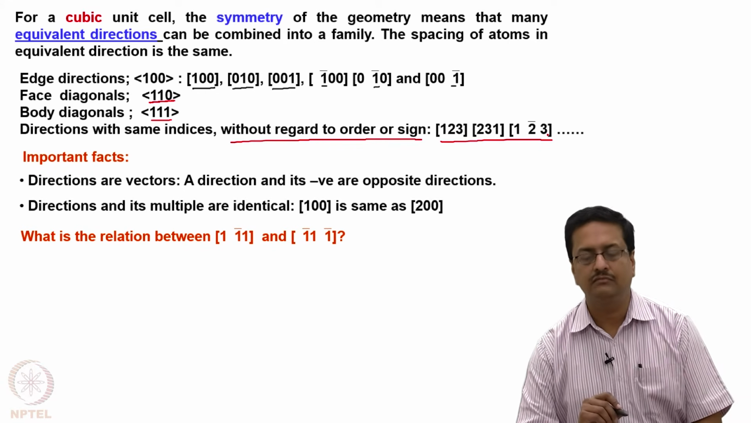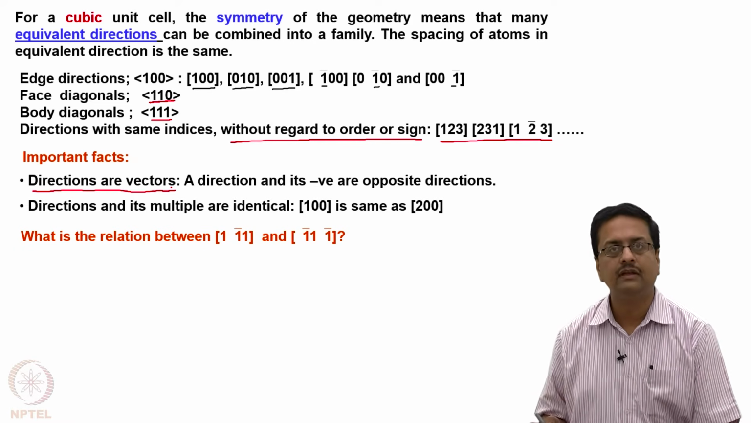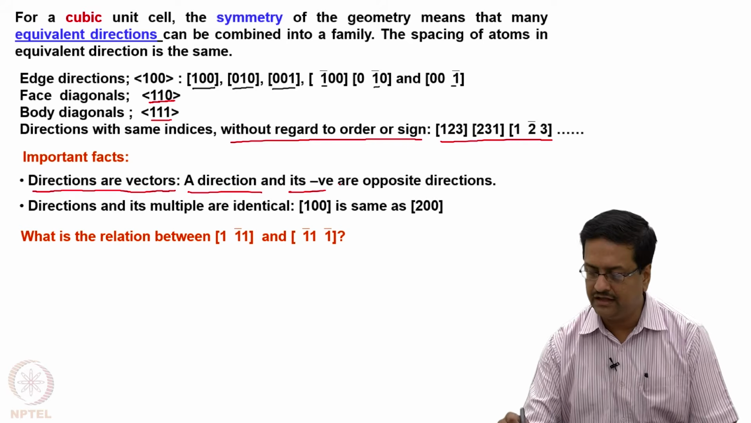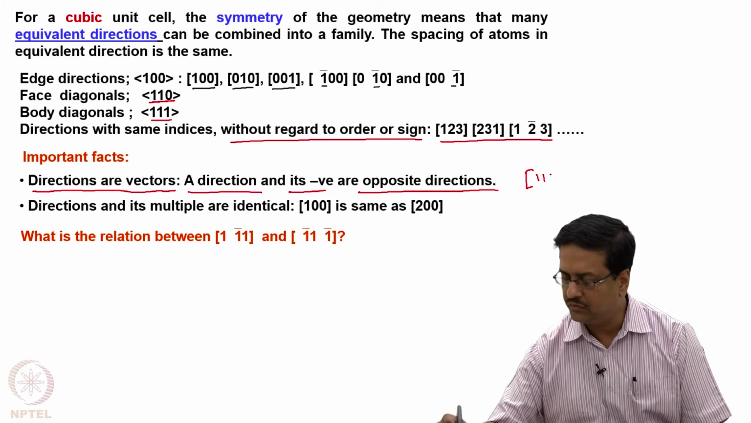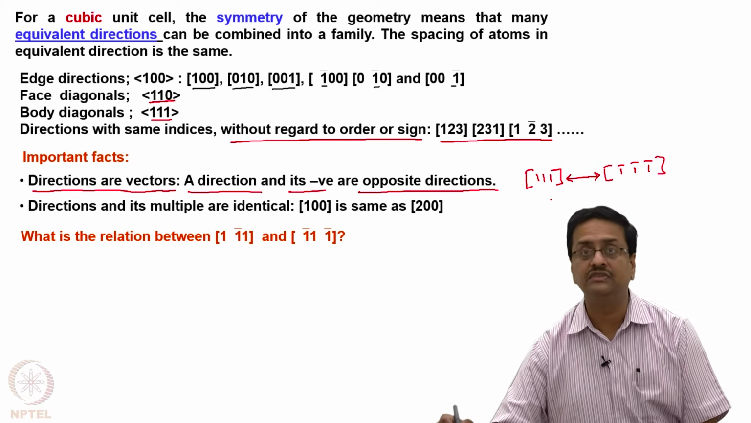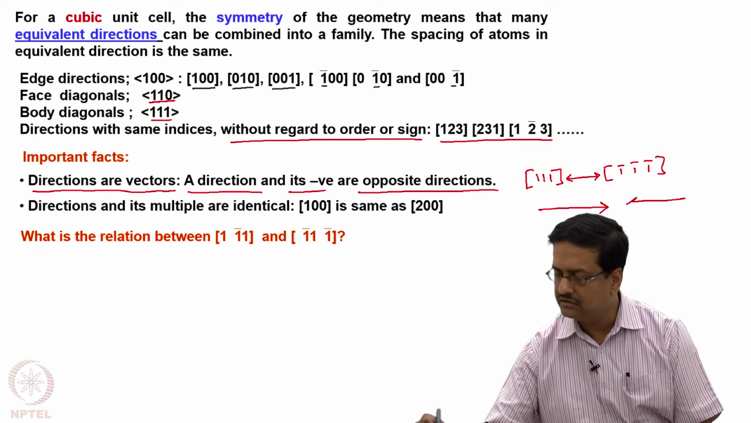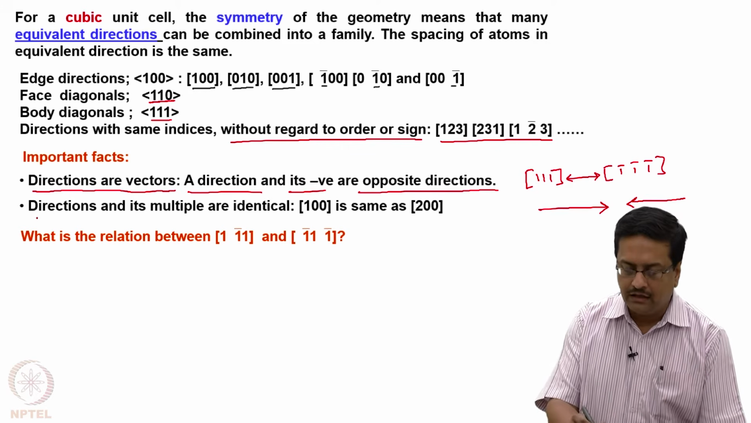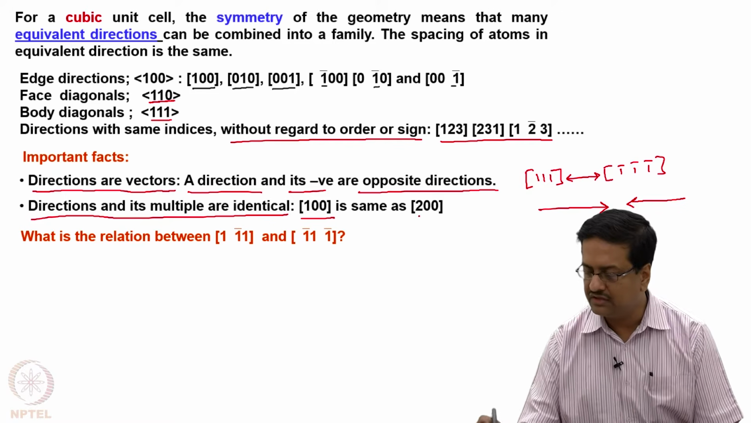What are two things to be remembered? Directions are vectors. So a direction and its negative are opposite directions. That means if we write 1 1 1 and if we write 1 bar, 1 bar, 1 bar, these two are opposite directions. If 1 1 1 means a direction left to right, a direction 1 bar, 1 bar, 1 bar would mean right to left. Directions and its multiples are identical. That means 1 0 0 is the same as 2 0 0.